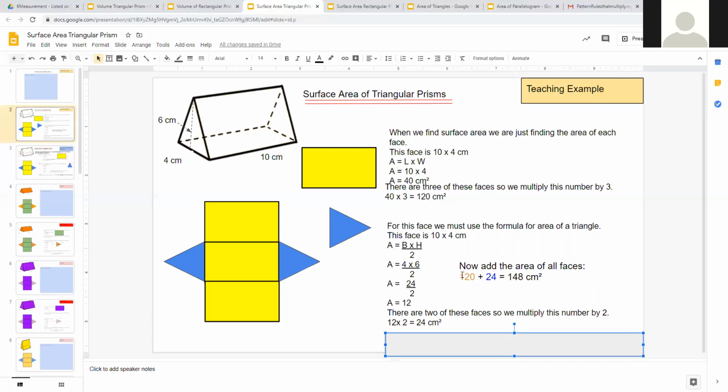Then I'm going to add the area of all the faces. So the area of all the rectangles is 120 centimeters squared, and the area of all the triangles is 24 centimeters squared. And when I put them together, I get 148 centimeters squared. And that gives me the surface area of my triangular prism.